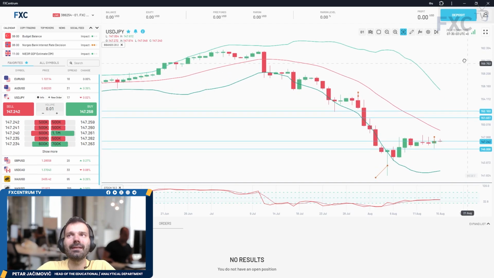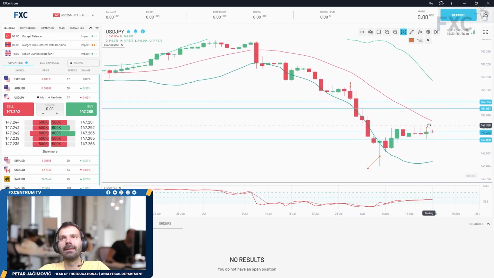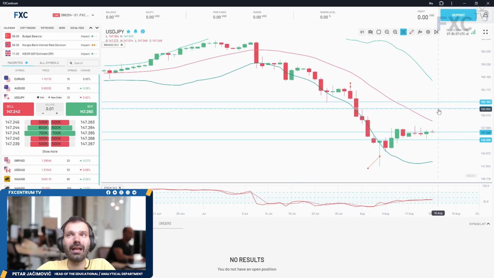And on the USD yen, this was our trade idea from yesterday. There is a chance for the upside movement from my perspective. Still, as long as we can hold above 146 mark, there is a chance for the rally towards 151 or 152.